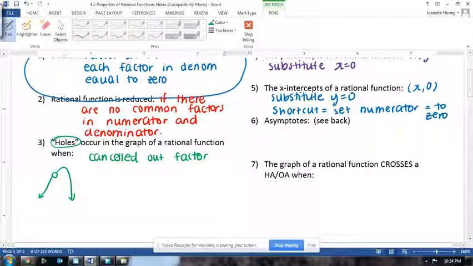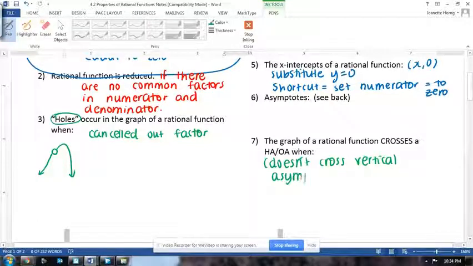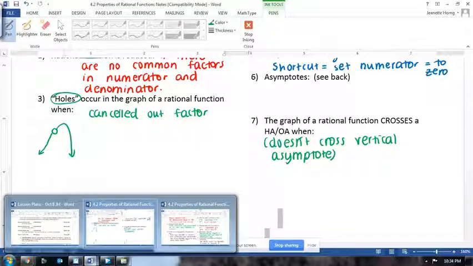Last thing we have to talk about is when the graph of a rational function actually crosses an asymptote. Now, notice it will not cross a vertical asymptote. I'm going to write a little note. Doesn't cross vertical asymptotes. That's actually impossible. But the horizontal asymptotes and the oblique asymptotes are kind of weird in a sense that your graph will possibly cross it. I can't tell you just from looking at an equation if it's going to. You have to kind of solve for it and see whether or not it does.